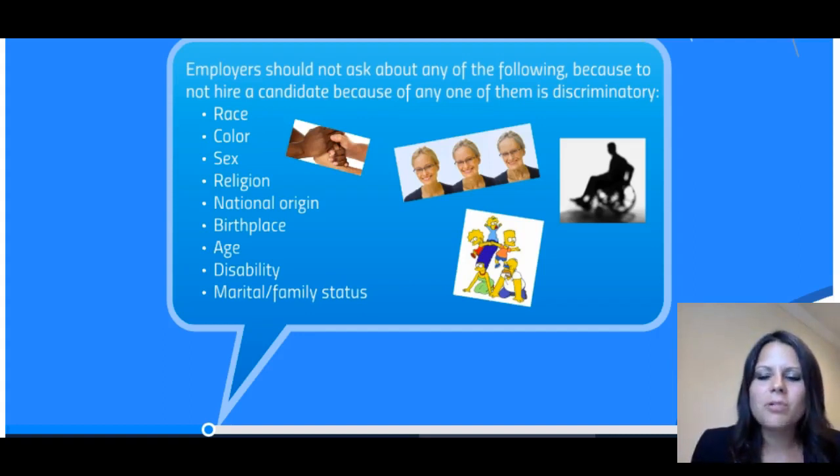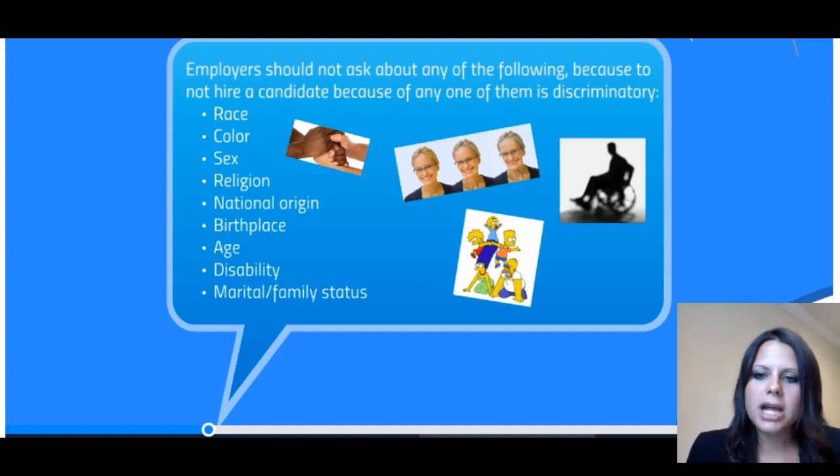Even just the way you ask questions, the one I like to use as an example, asking someone something like, do you have a car versus do you have a reliable form of transportation, can create a discriminatory situation. So you really want to be careful about the questions you're asking. Many interviewers will actually prepare a list of approved questions, and they'll make sure to ask those same questions to each candidate to avoid discrimination or different treatment of different candidates.